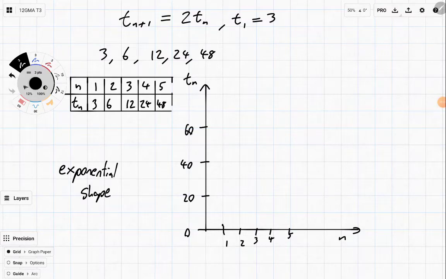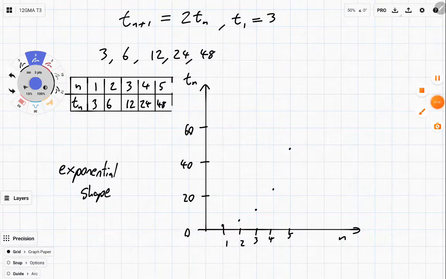So 1, 3, it's going to be quite close to the ground. 1, 6, 3, 12, 4, 24, and 5, 48. And as you can see, again, it's a scatter plot, so we're not actually going to draw the dots, but you can kind of see that you get this shape happening here, and that's the exponential growth. It's a curve which curves towards the x-axis or the n-axis here.